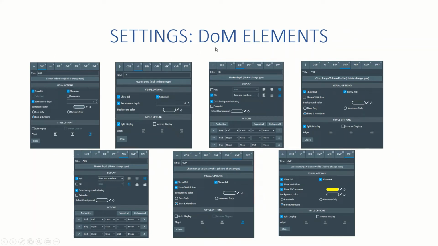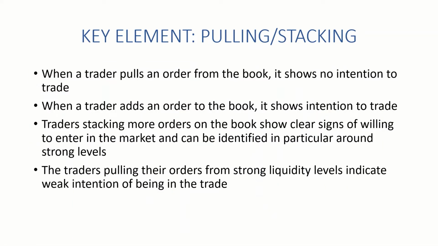And also here are the settings that I use for the DOM elements. The one that we're going to look at mostly is the quotes delta, which shows the bid and the ask, and I set the maximum depth to 10 levels above and below, and split display. This is the most important thing that we're going to look at. We're going to look also at the volume and the order book, but the quotes delta is going to be one of the key elements to analyze the volume, to analyze the market participants.